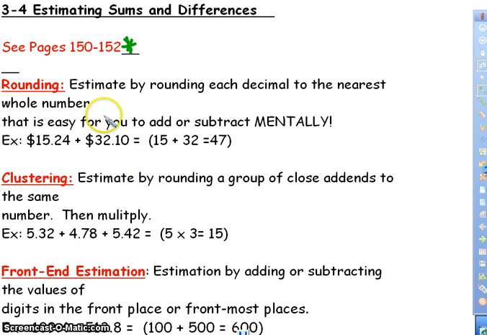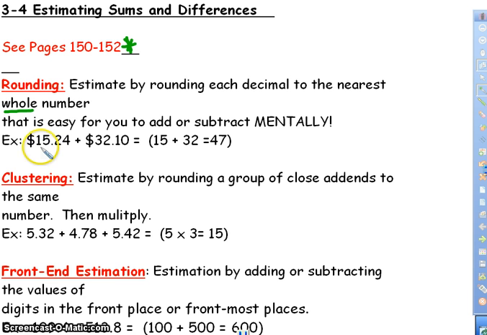The first way is to use rounding. So we estimate by rounding each decimal to the nearest whole number. Now remember, a whole number is any number in front of the decimal place. This makes it easy to add or subtract mentally. When we change them to a whole number, we want numbers that are compatible, numbers that we find are easy to add.